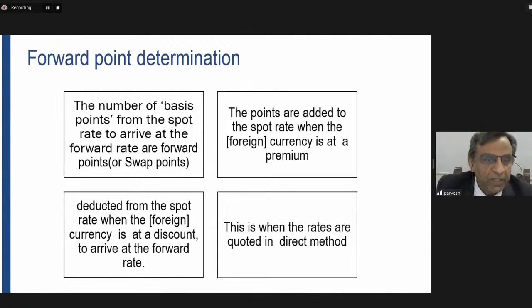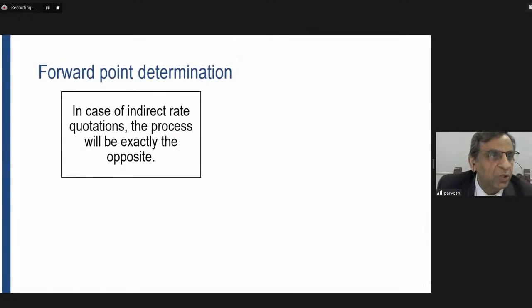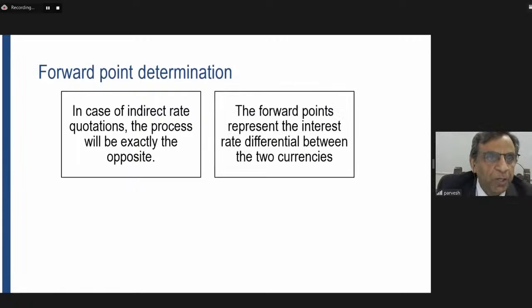So this is when the rates are quoted in a direct method. But in case of an indirect rate quotation, the process will be exactly opposite. And this also we'll learn through exam questions which we'll be doing in our journey to understand this topic. So the forward points represent the interest rate differential between the two currencies. Now this is very important, and I'll be dwelling most of the time in today's lecture, or maybe some part in the next lecture, on this concept.